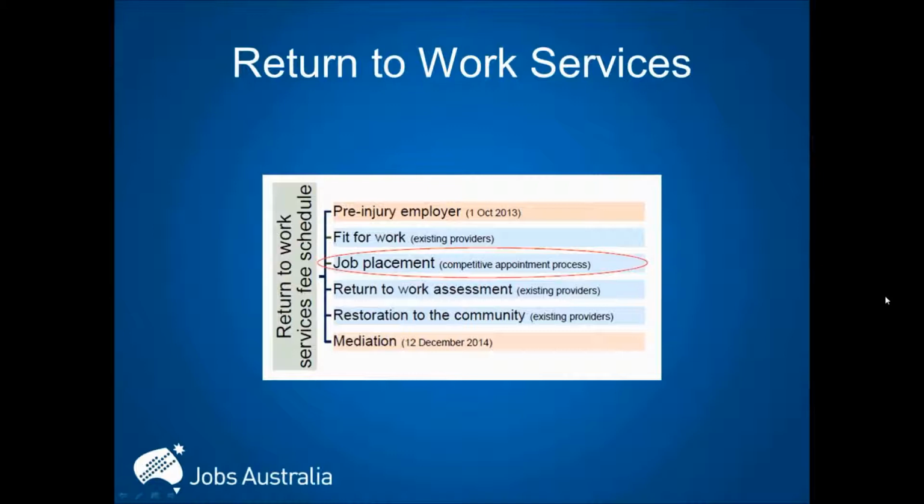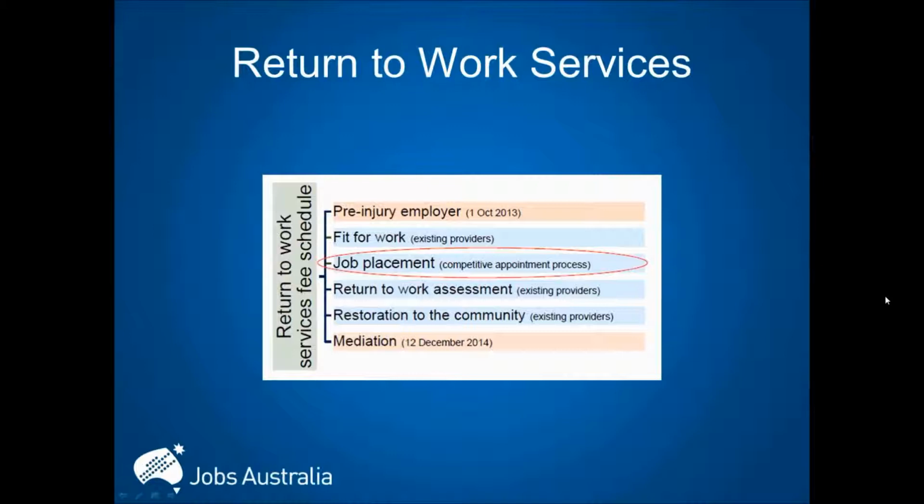So WorkCoverSA have implemented a new return to work services strategy, which was implemented in October. It's about trying to get more effective return to work services for both workers and businesses. There's a stronger focus on improving the return to work outcomes for injured workers, and they're wanting to get better value for money from the scheme, which is the South Australian Workers' Rehabilitation and Compensation Scheme.